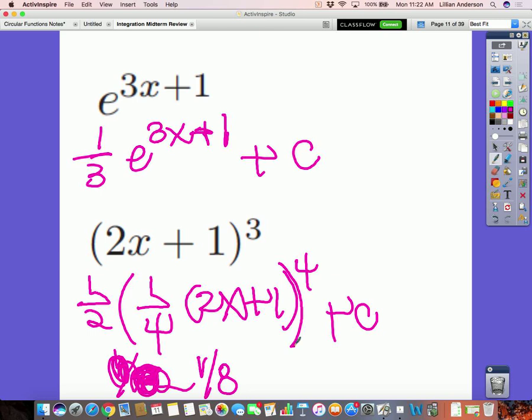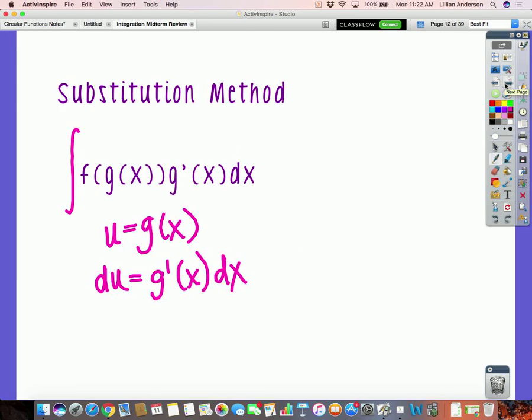Okay? Clear your boards. The next one that's coming up, it's always an oldie but a goodie. Good old substitution method. This was when the derivative was a part of the problem, and you had to plug in u to actually do the antiderivative, then plug it back in. So we're going to look at some examples that deal with this.